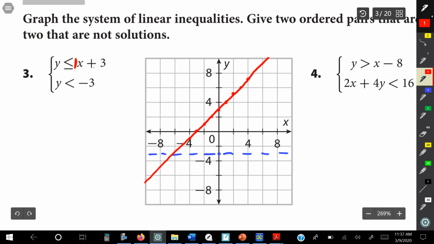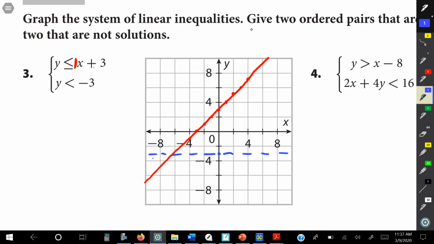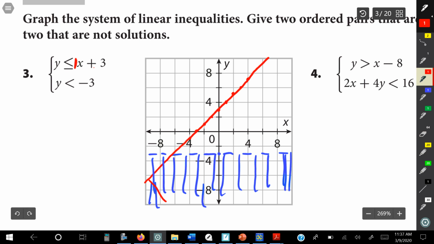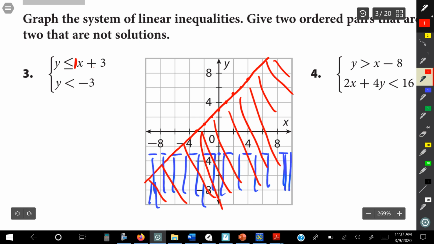Okay. Now I forgot to shade in on the other one, so let me go ahead and shade that. Since it's less than, I'm going to shade down. And since this is less than, I'm going to shade down as well. So where they overlap is in this region here.